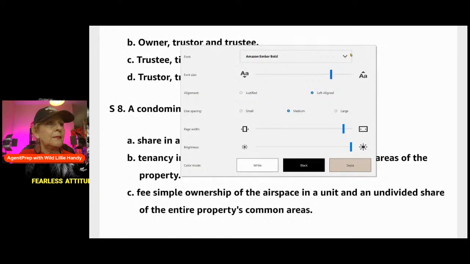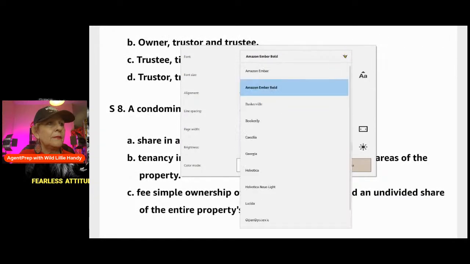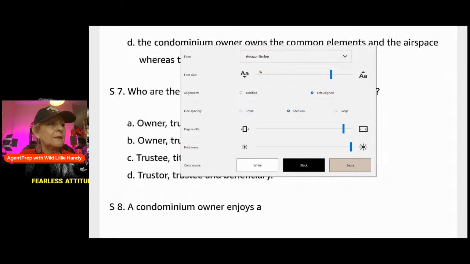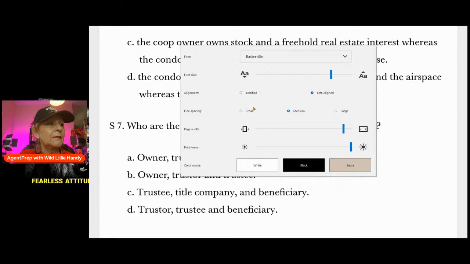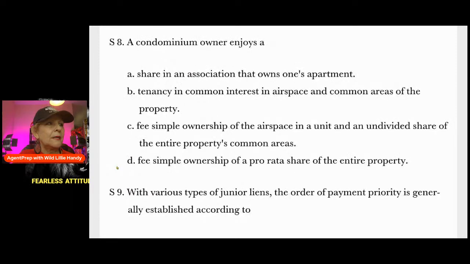Well, let's see if... No, that's not going to work. It's not as bold, but at least it's all on one page.